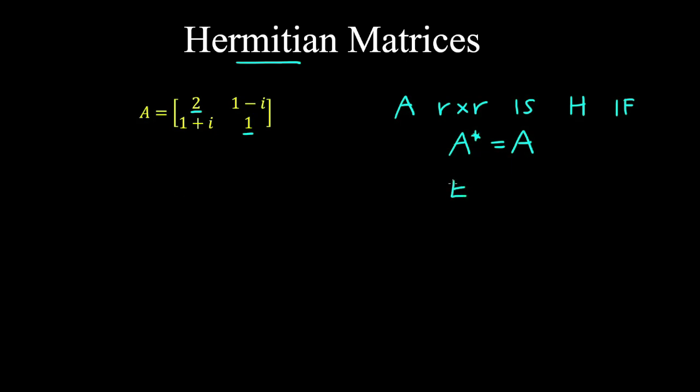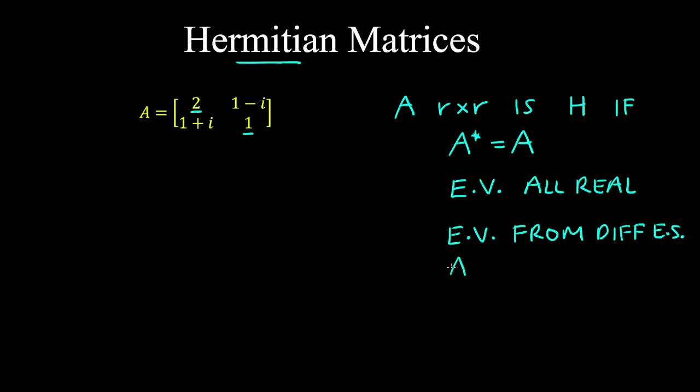And the eigenvalues of a Hermitian matrix are all real, and the eigenvectors from different eigenspaces are orthogonal to each other. So as an exercise, I'll let you verify this first property by finding the conjugate transpose of this matrix.